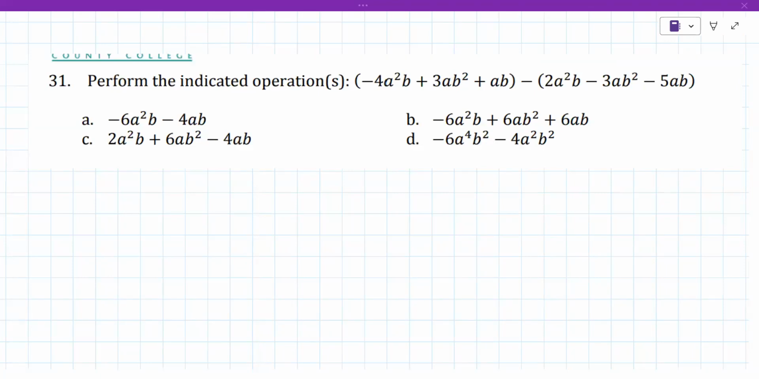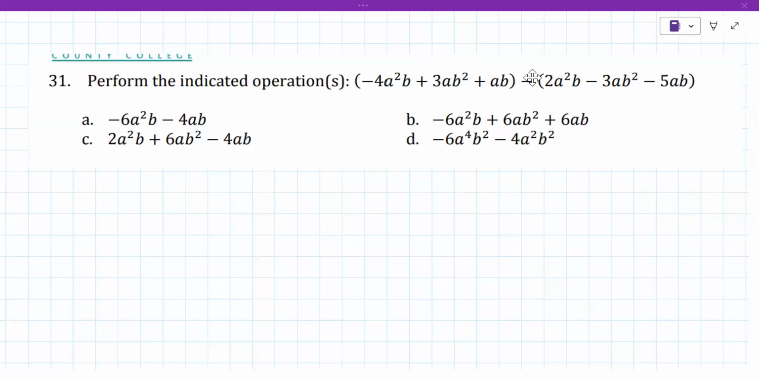Would it be A? How did you come up with A? Tell me what you did so I can follow your work. Well, you're subtracting 2a squared b from negative 4a squared b. I agree that is minus 6a squared b. That's good. But it means it could also be B, right? Could be B. All right, keep going.